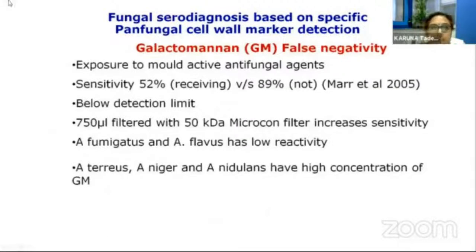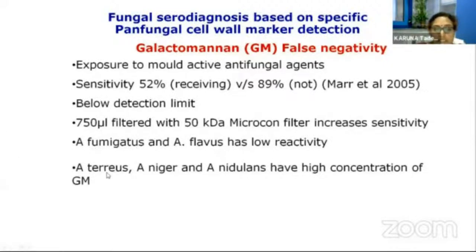the antibiotics. Exposure to mold-active antifungal agents, and sensitivity is roughly around 52% versus 89%. If the patient has been receiving antifungal agents, the sensitivity is lower. And if it is below the detection limit, then also it is a problem. And 750 microliter filtered with a 50 kilodalton filter increases the sensitivity with Aspergillus fumigatus and flavus, which have been shown to have low reactivity.